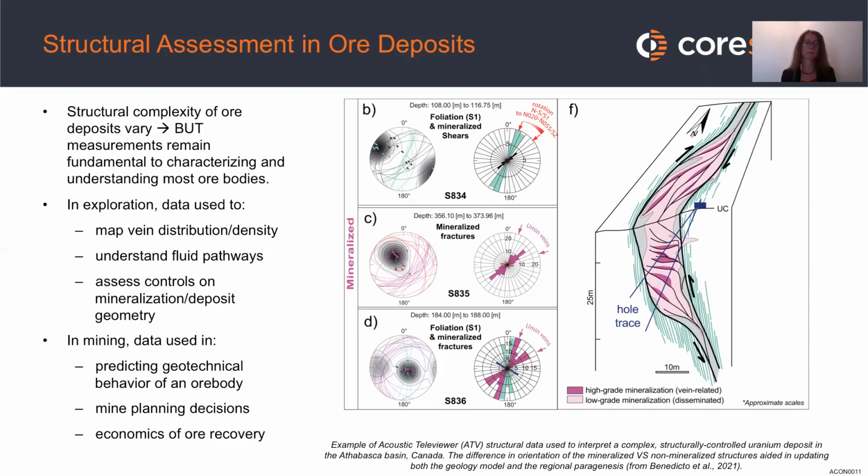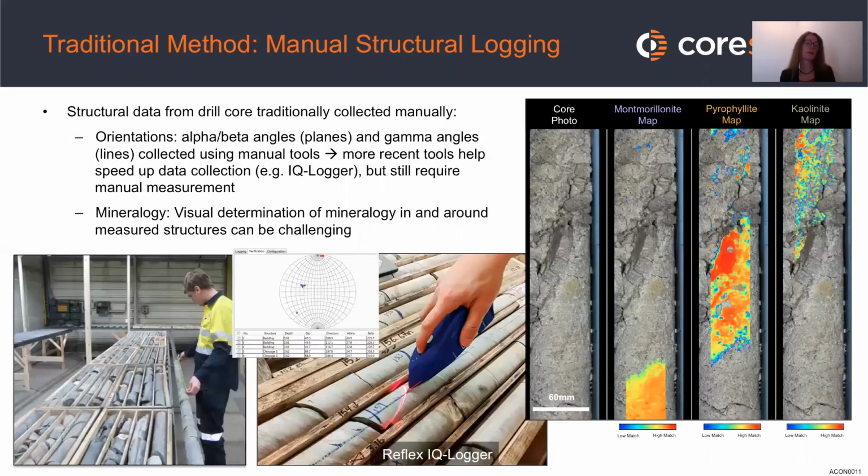Now, acoustic televiewer is one method of collecting structural data, but a lot of the structural data that we use actually comes from logging of drill core. Traditionally, we collect structural data using manual methods. When we're talking about collecting orientation data, this includes measuring alpha and beta angles of our planes and gamma angles of our lines using manual tools such as rulers and wraparound protractors. More recent tools have been developed to help speed up the data collection process. One example is the IQ logger here in the center of the slide, but this is still a manual measurement. So someone still has to go through the core and highlight those structures and actually measure them using this digital tool.